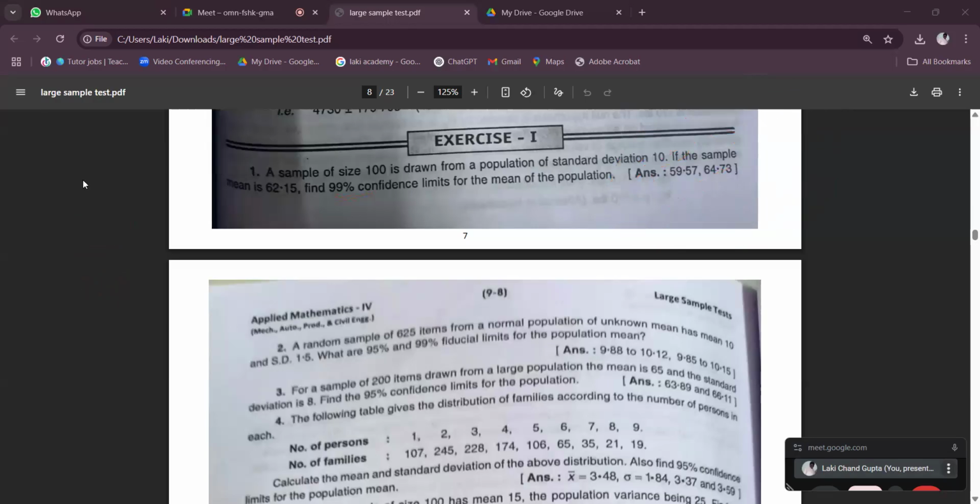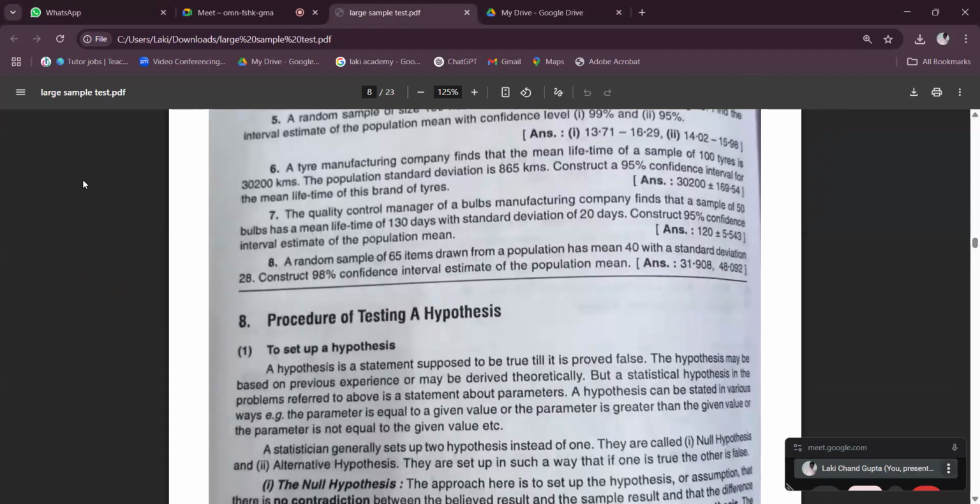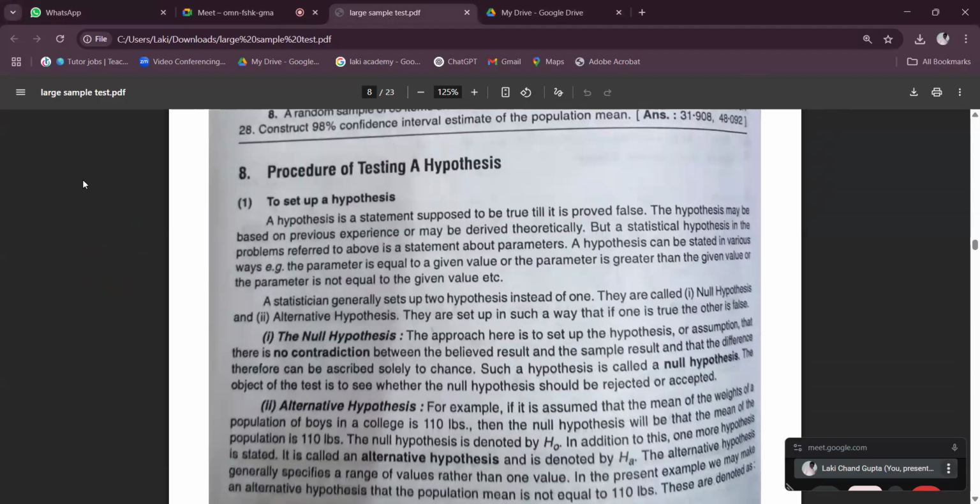Okay. So many questions are there. I will send this PDF. Now I tell you hypothesis testing. You understood how to calculate confidence interval. One more thing I tell you.